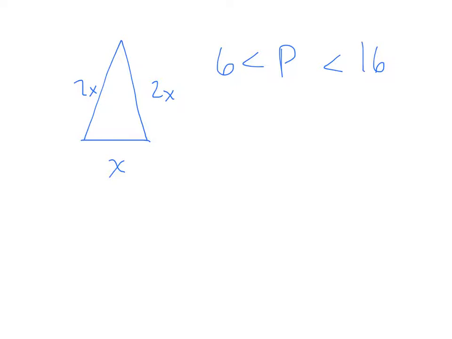You read that the legs of the triangle are twice the base. So call the base x, call the legs 2x. Or I think it said the base was half the legs. Either way, it's the same thing, right? Then we're told that the perimeter lies between 6 and 16. How do I find the perimeter of any triangle? Or any polygon, really?